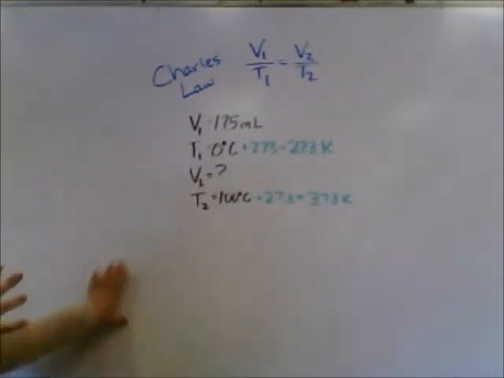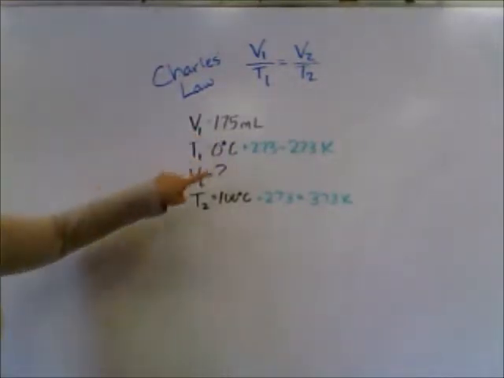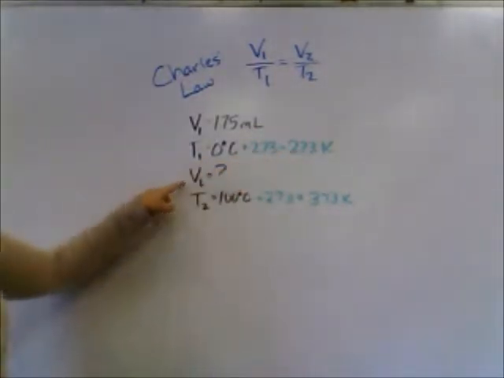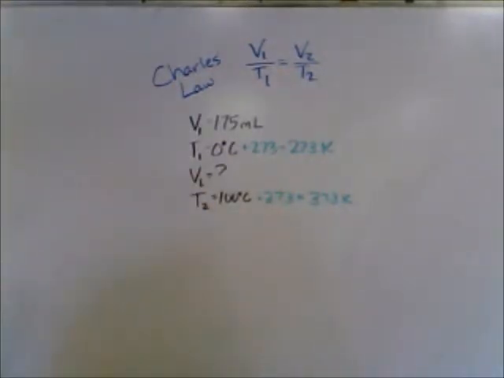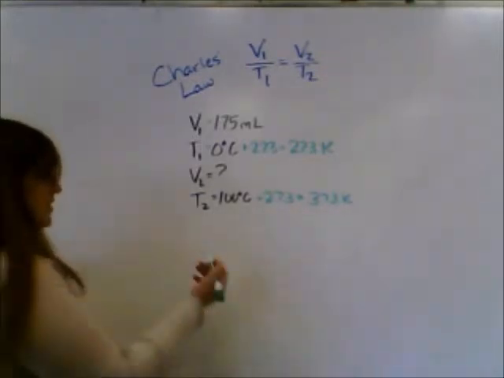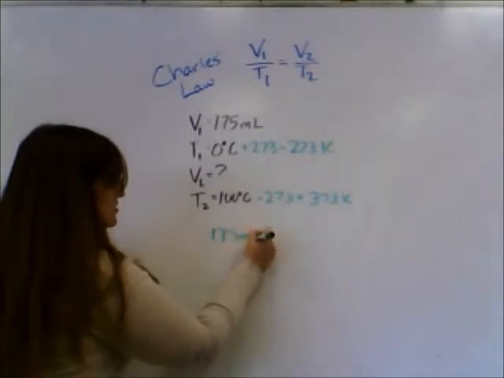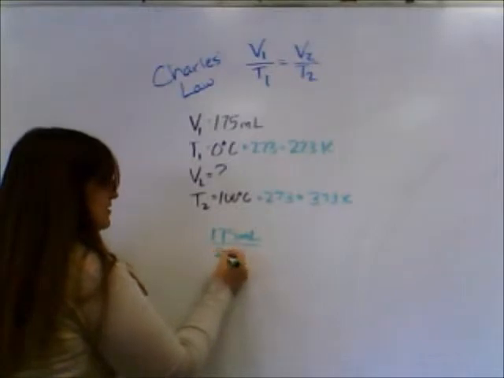So let's take what we've got here. We know that our volume 1 is 175 milliliters. Our temperature 1 is 273 Kelvin. Our volume 2 is unknown. Our temperature 2 is 373 Kelvin. So what we're going to do is substitute those into our equation. What goes in for V1? Well, that would be 175 milliliters. What goes in for our T1? That would be our 273 Kelvin.